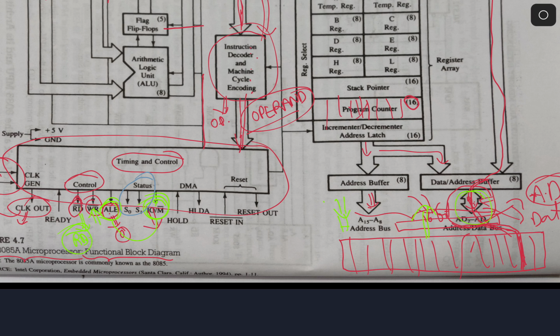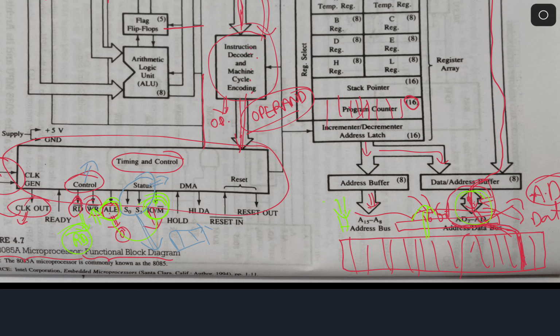Okay, the difference between this control signal and status signal is that control signals actually control operations, but the status signals are not controlling. These signals are used to just give information to some external devices. Okay, this S0 and S1, these two signals combine to tell some external devices that the CPU is performing this kind of machine cycle. For example, if these two signals are 0 0, the machine cycle it performs is hold.